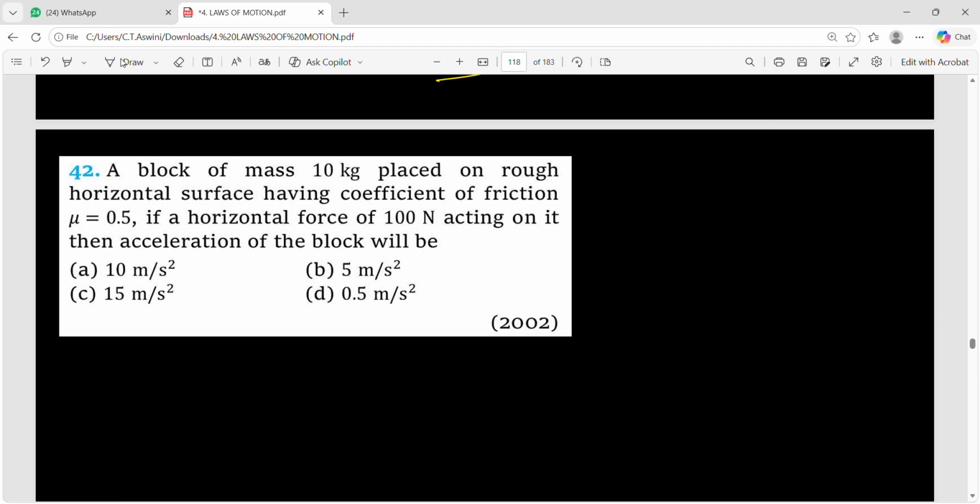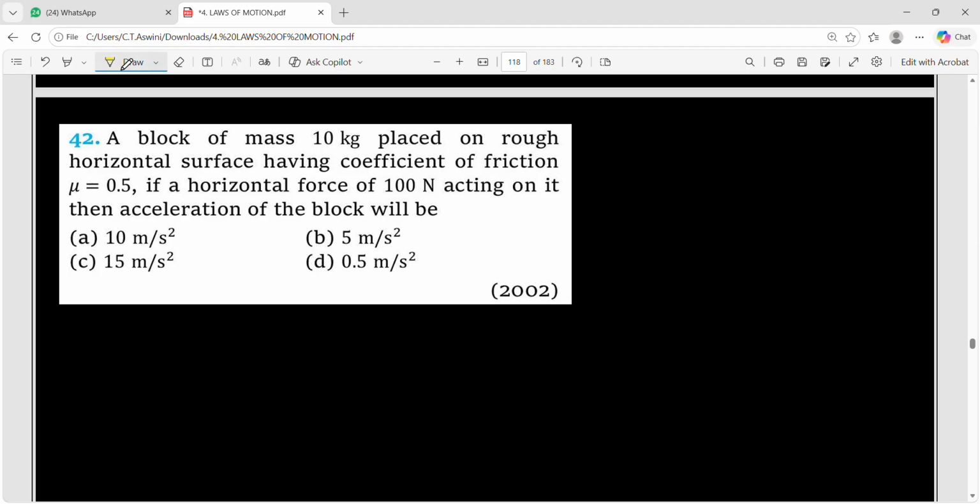Now we'll move on to the next question. A block of mass 10 kg placed on a rough horizontal surface, that means friction is present, having the coefficient of friction 0.5. If a horizontal force of 100 newtons acts on it, then the acceleration of the block. So let this be the rough surface. There is a block whose mass is 10 kg. Horizontal force is applied, let it be in forward direction. I'm just assuming this is the applied force.